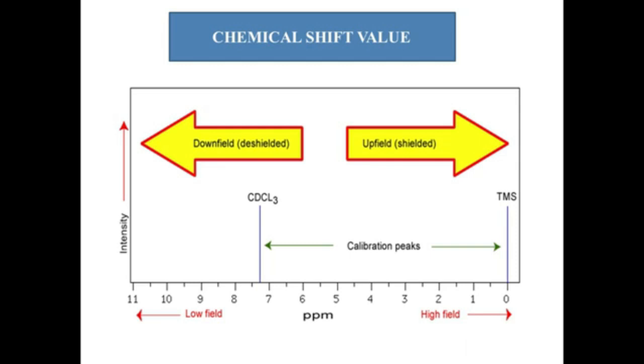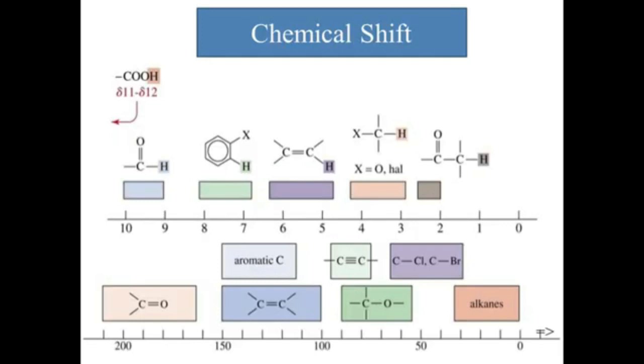Keto groups and some other aromatic groups appear in the downfield. Another chemical shift region: the proton NMR is observed in 0 to 10 ppm, parts per million, and carbon-13 NMR spectroscopy is 0 to 200 ppm. So ppm here is parts per million.